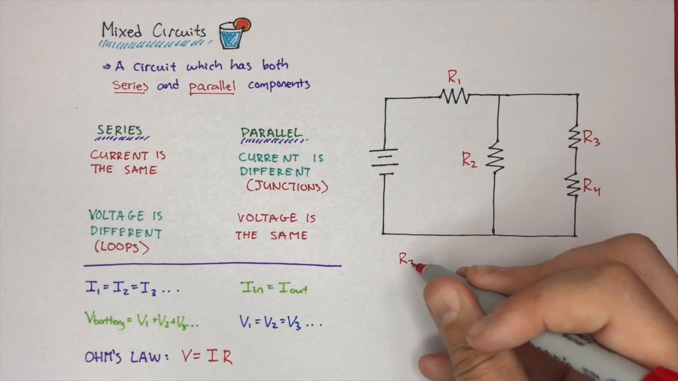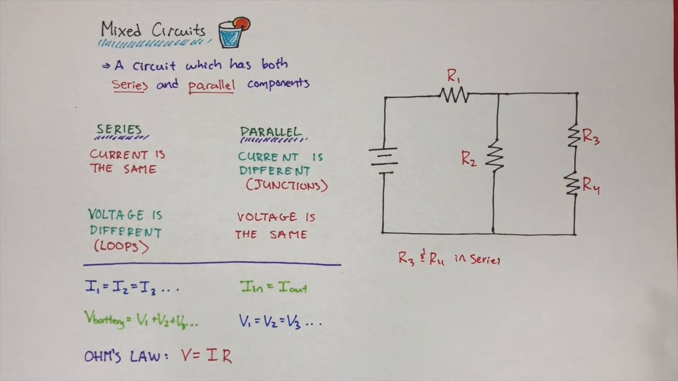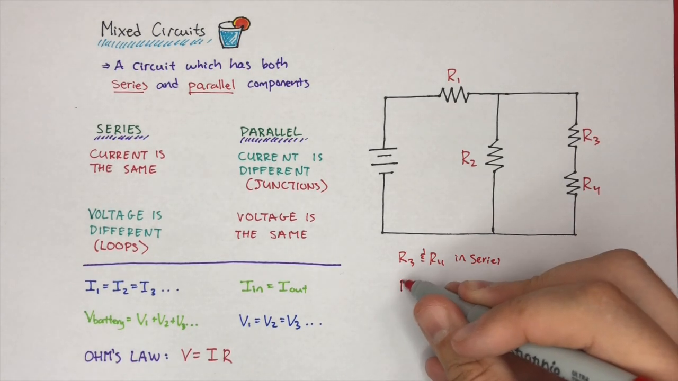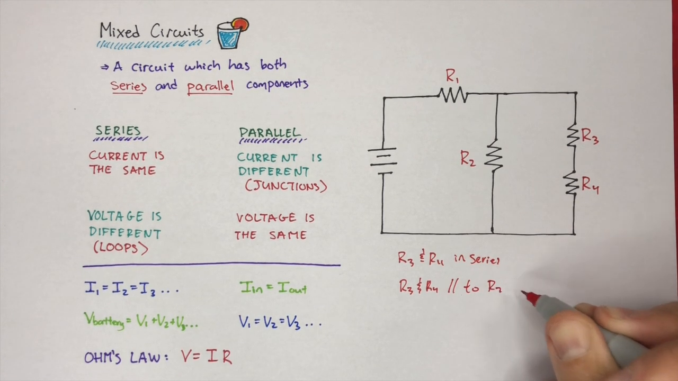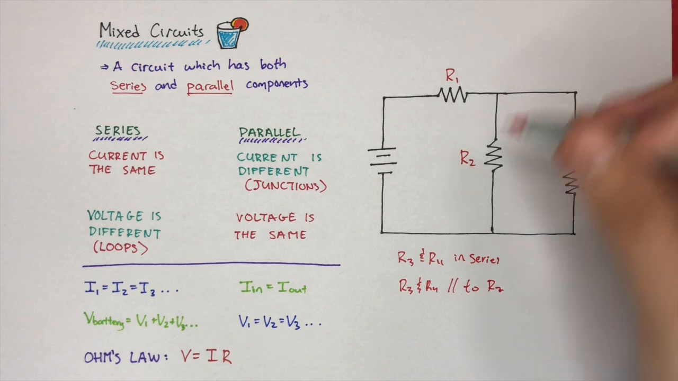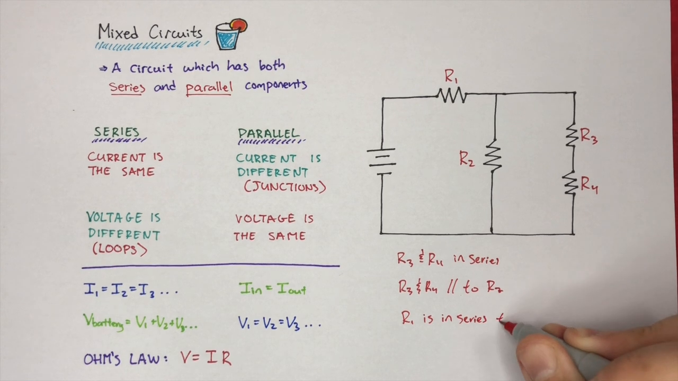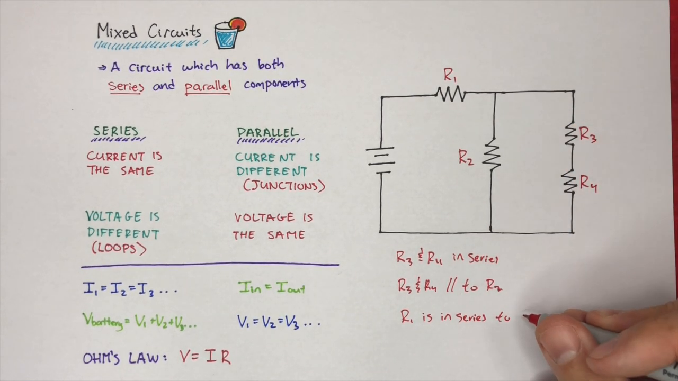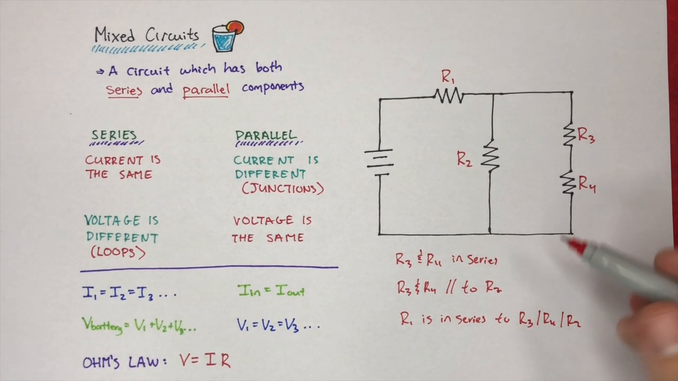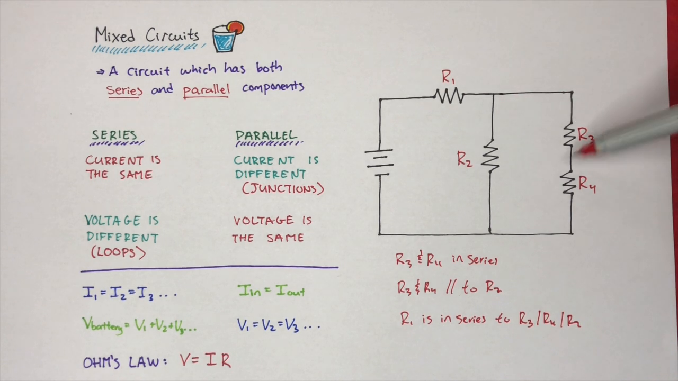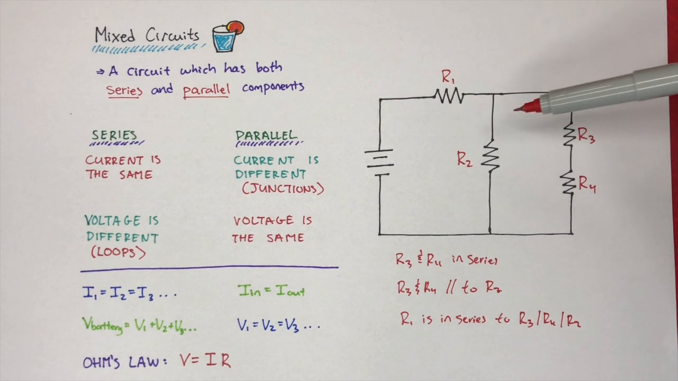We see that R3 and R4 are in series with one another. Great. But R3 and R4 are parallel to R2. And we can take that one step even further and say that R1 is in series with this whole parallel structure over here, which is R3, R4, and R2. So we have a whole bunch of stuff going on here. We have resistors that are in series, resistors that are in parallel, and resistors that are in series with parallel things, and it's going to get quite messy.